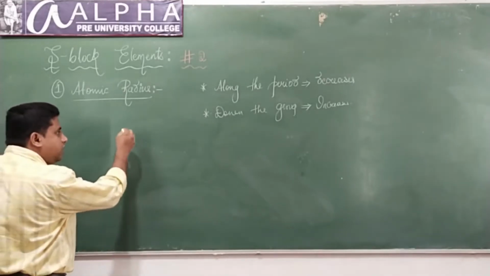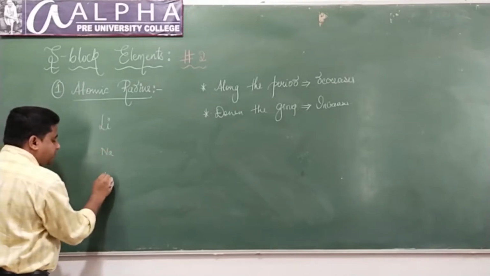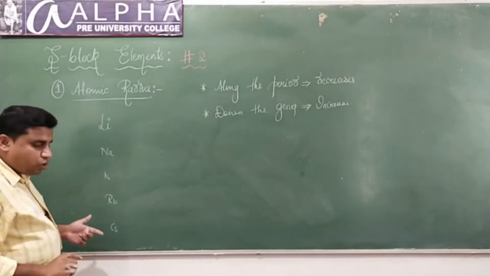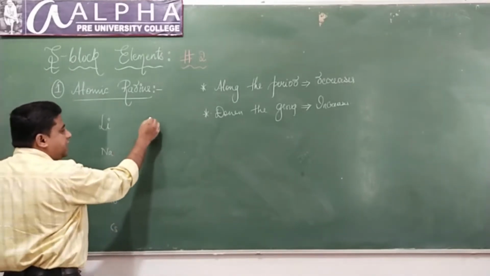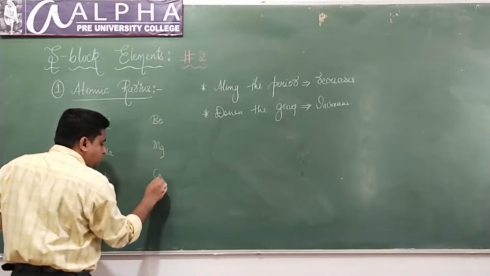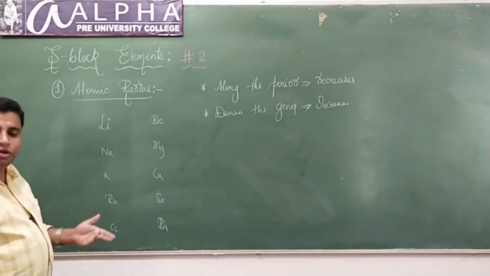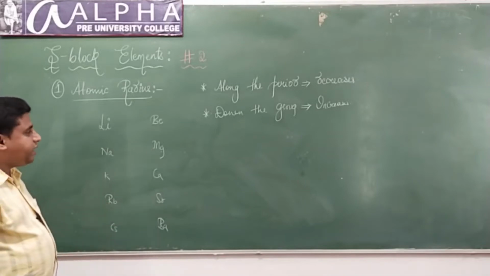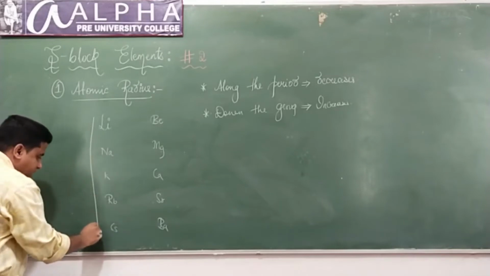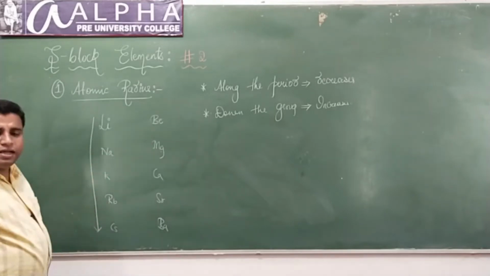Come on guys, list out alkali metals. So lithium, sodium, potassium, rubidium and cesium. Let us restrict our discussion only up to cesium. Next, in alkaline earth metals we have beryllium, magnesium, calcium, strontium and barium. Here also we will restrict it only up to barium because francium and radium are radioactive in nature. So what happens when I move from lithium to cesium down the group? Atomic radius increases.